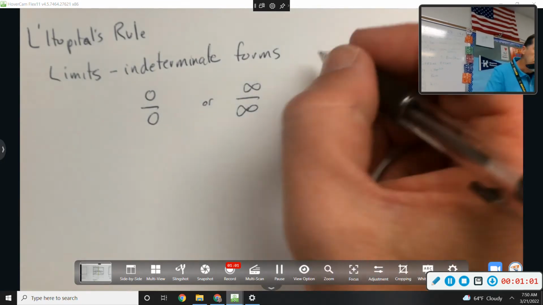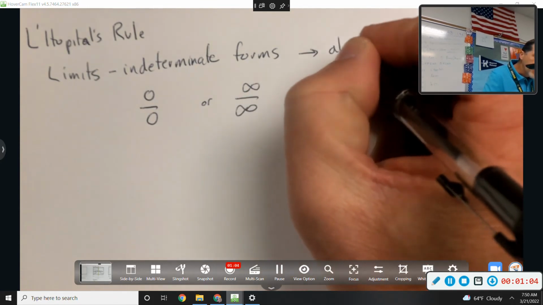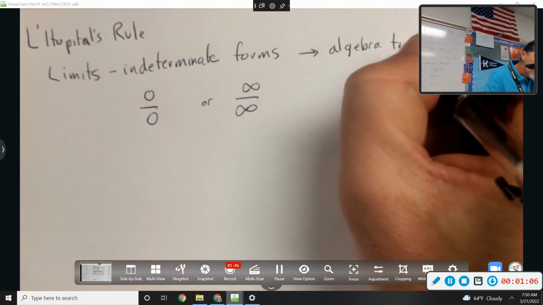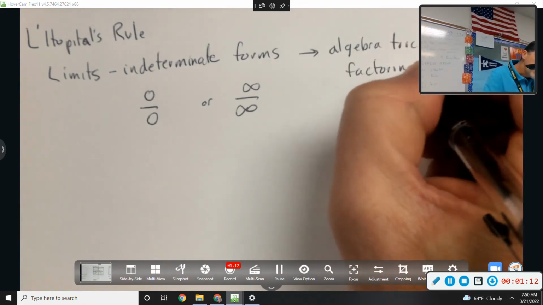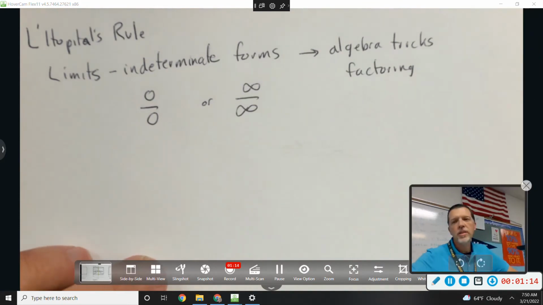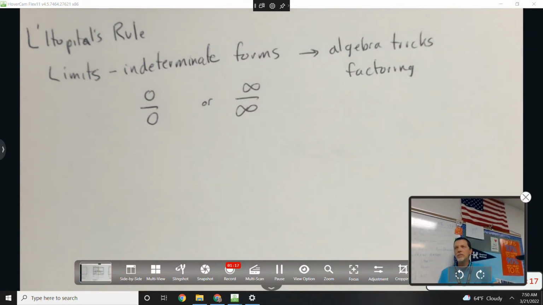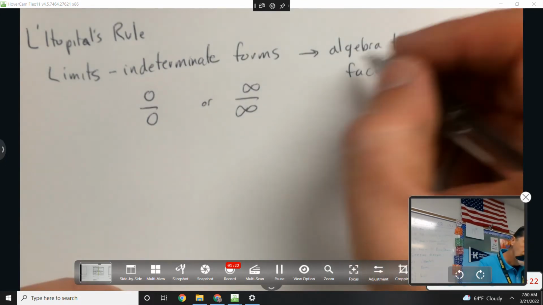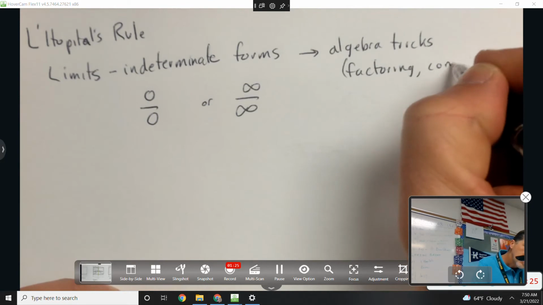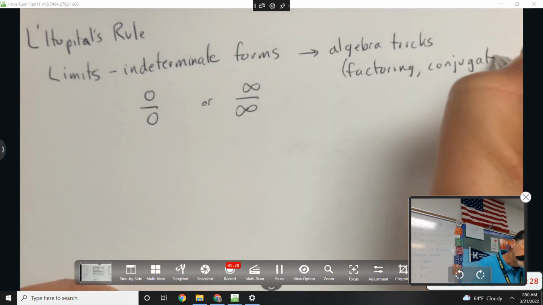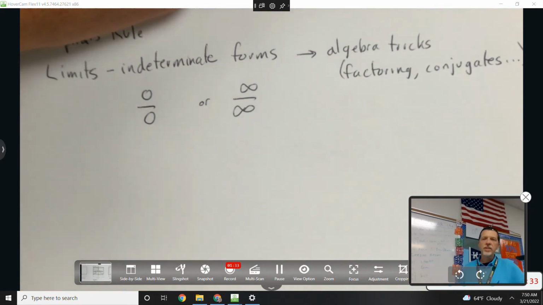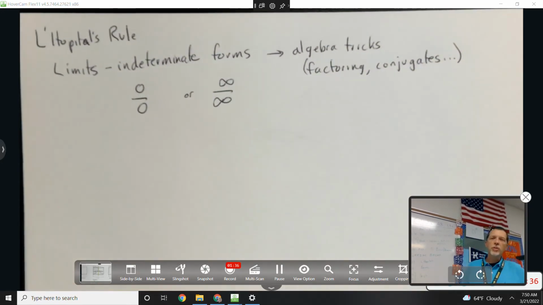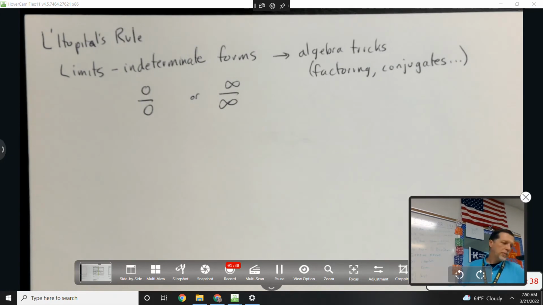And so up until today, we would do algebra tricks. Like factoring. In fact, I think there was one on the most recent test. We snuck in an old limit factoring problem. It was an easy one. Just factor and the factors cancel. Long ago, we also multiplied by conjugates, especially when square roots were involved. Those were some of the algebra tricks to handling limits.